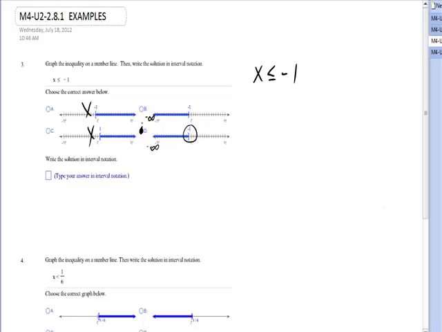This is a picture of all numbers which are either less than -1 or equal to -1. Interval notation, take the two numbers off of the number line. Negative infinity, comma, -1. The infinities always get parentheses. The 1, because it had a bracket, keeps a bracket. Intervals always are read left to right, even if it's pointing the other way.